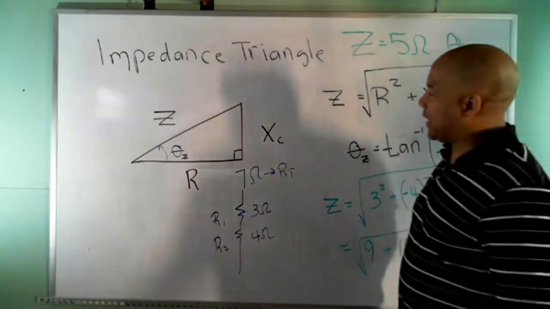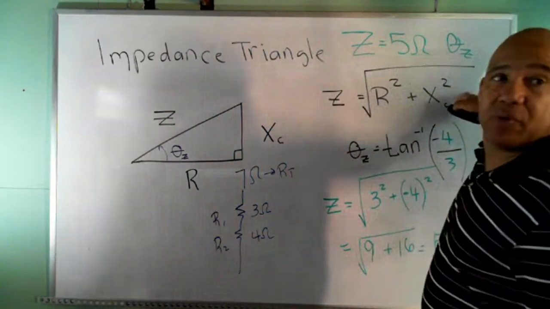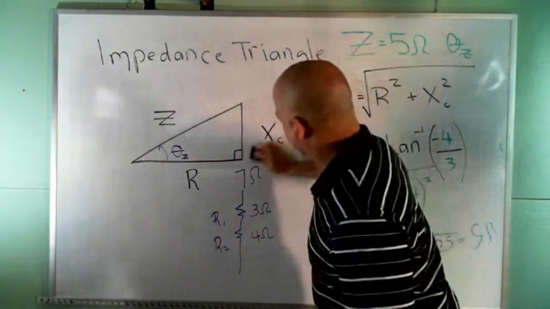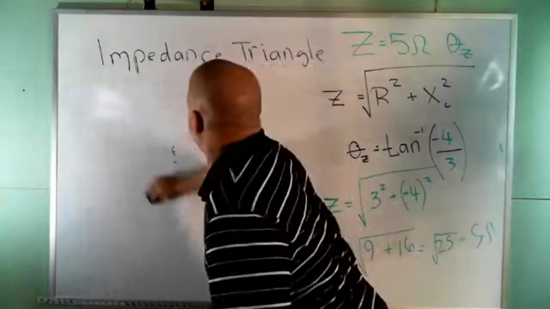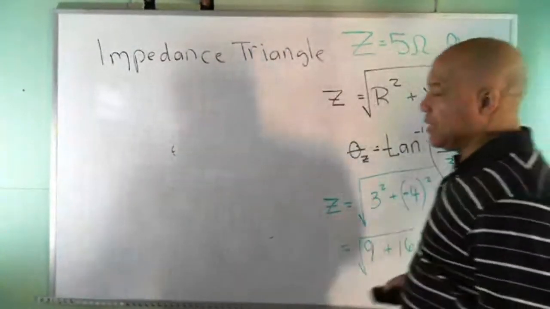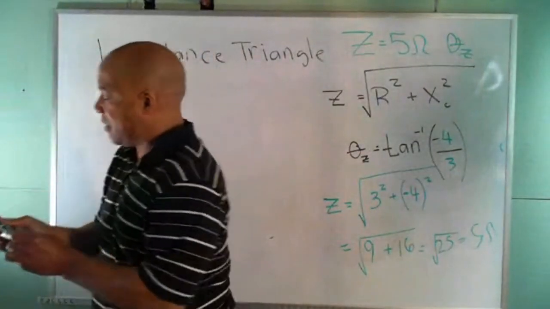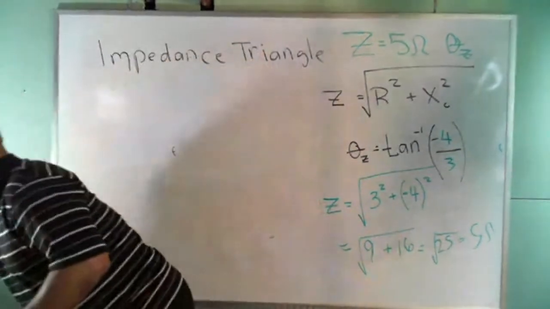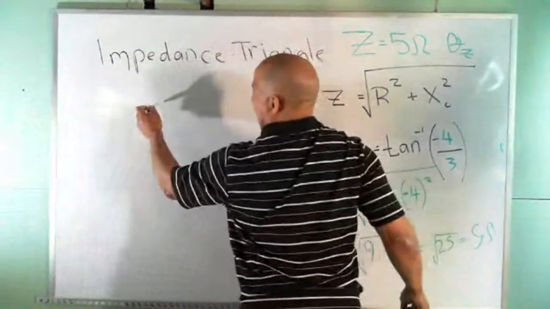Now I've got about 2 minutes left. I could show you why this is the case, and it would be really good to show you that. I can probably show you real quick. The reason this is negative is because that impedance triangle actually came from something called the impedance diagram. So I'm going to run through this real quick, in less than 2 minutes, and then I'll come back to it.